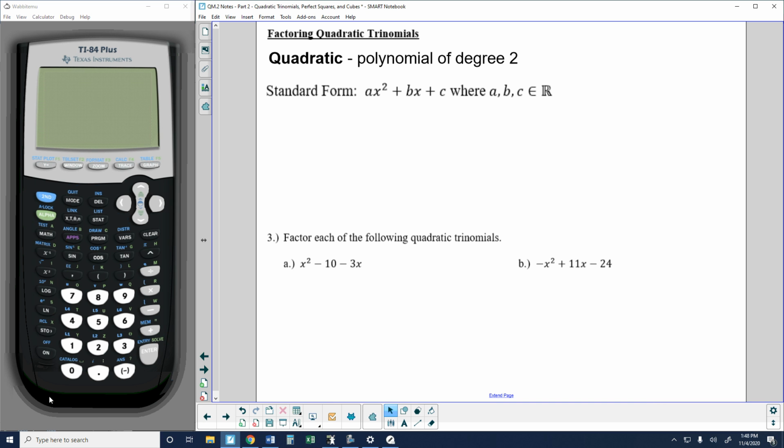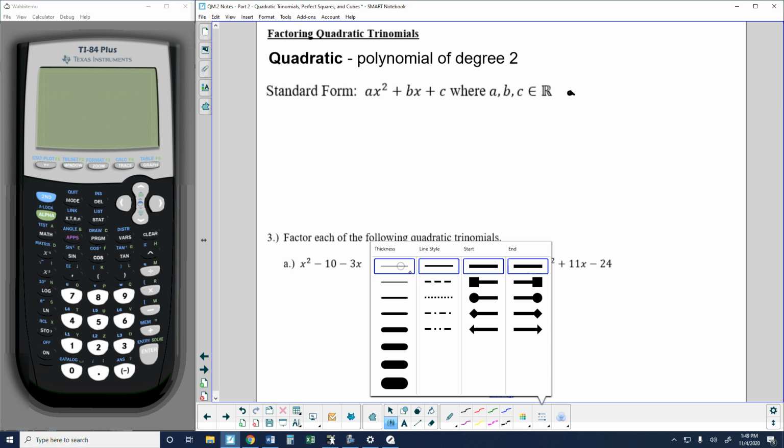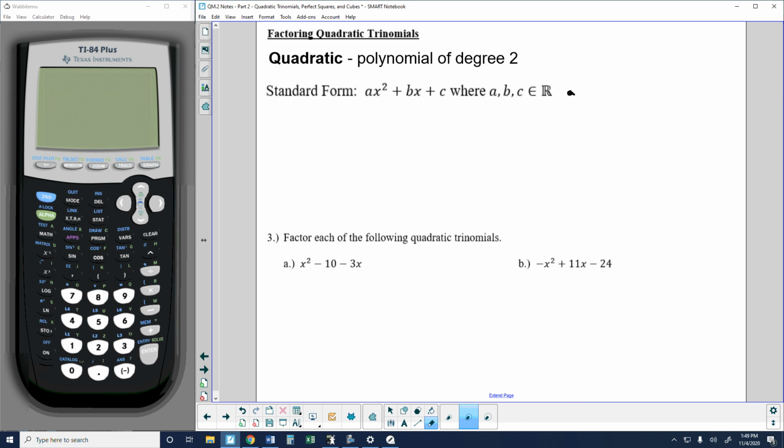And we can write these quadratic trinomials in standard form. We write them in the form ax squared plus bx plus c, where a, b, and c are all real numbers. And let's add just a little bit of information to this: a is not equal to 0. So a, b, and c are all going to be real numbers, and a is not equal to 0. This is going to be a quadratic trinomial.